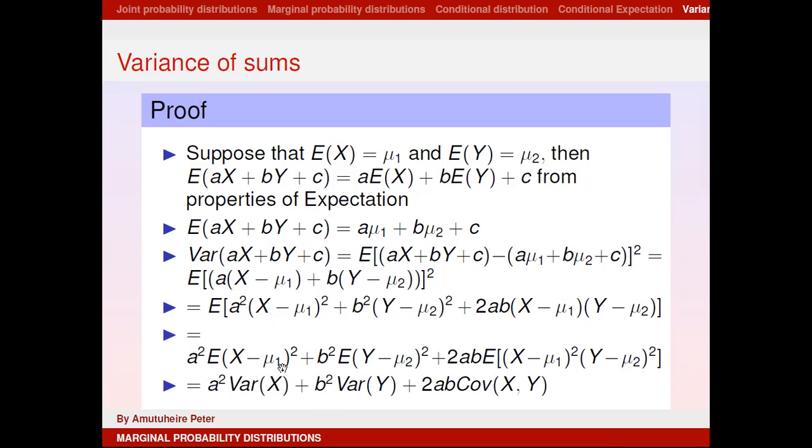This is again the formula for the variance. So this is the variance of x. This one gives us the variance of y. And this is the formula for the covariance. So this ends the proof for this theorem.